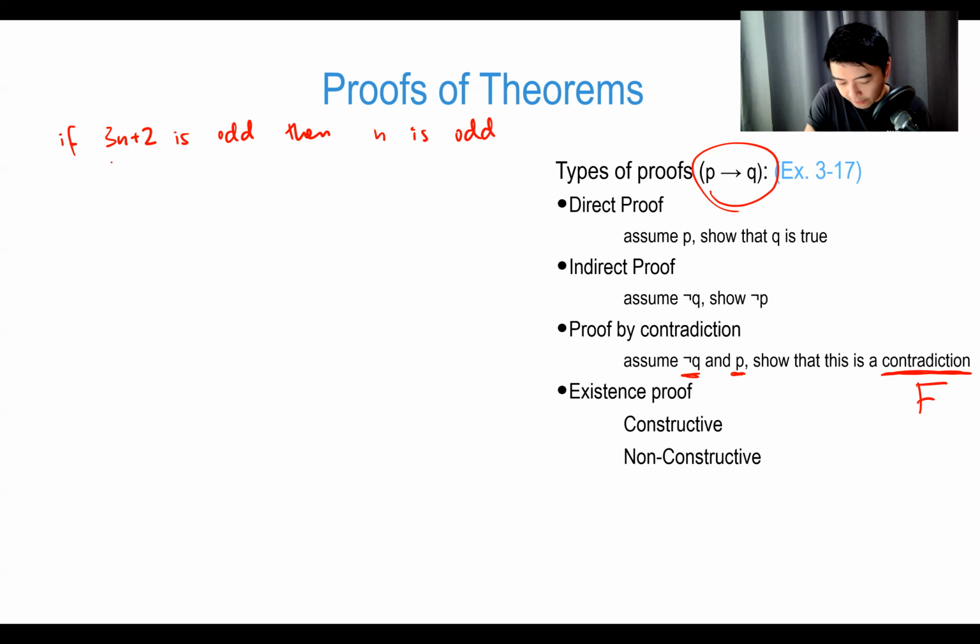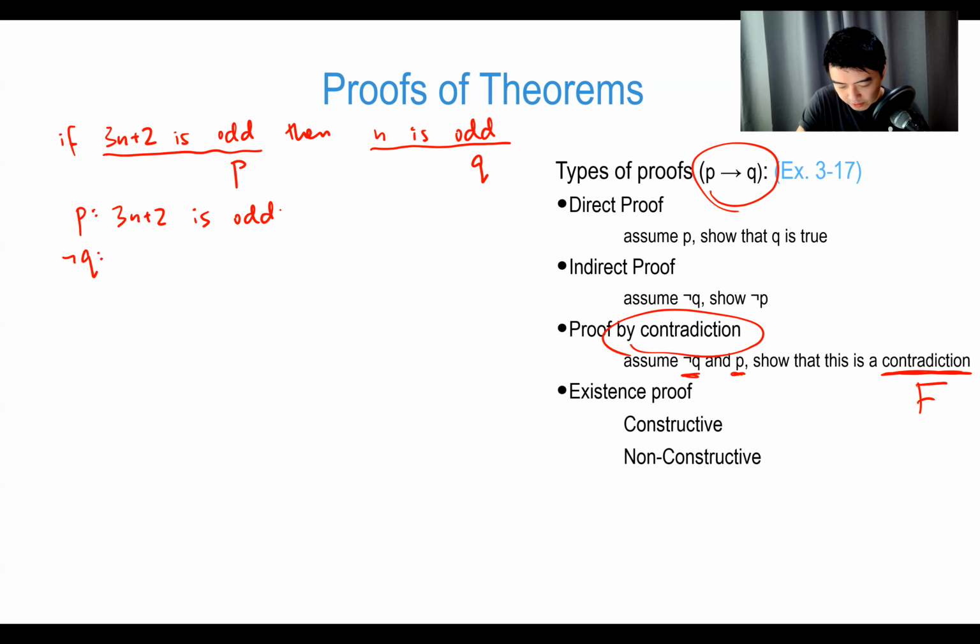Again, we have P implies Q, but realistically it's saying for all n, P of n implies Q of n, though we'll shorten this to P implies Q. If we were to do this using a proof by contradiction, we would assume P and assume not Q. So P says 3n plus 2 is odd, and not Q says n is even.